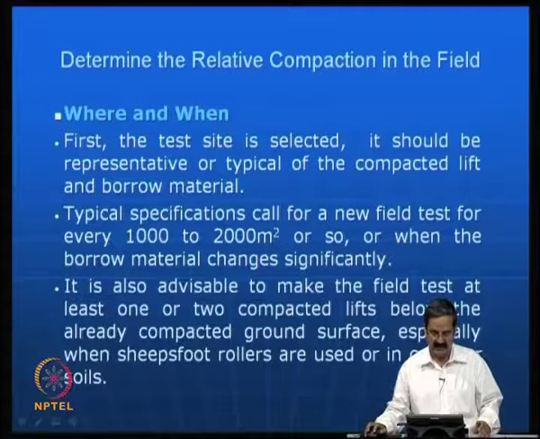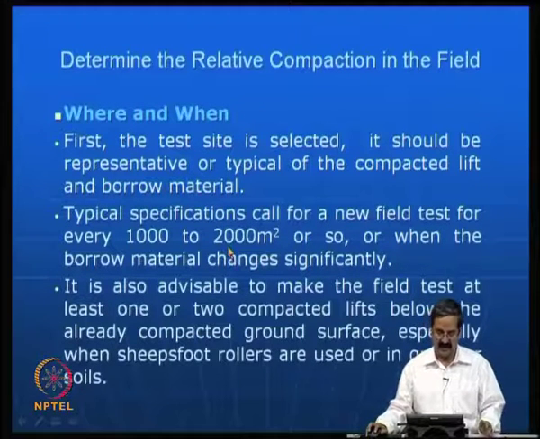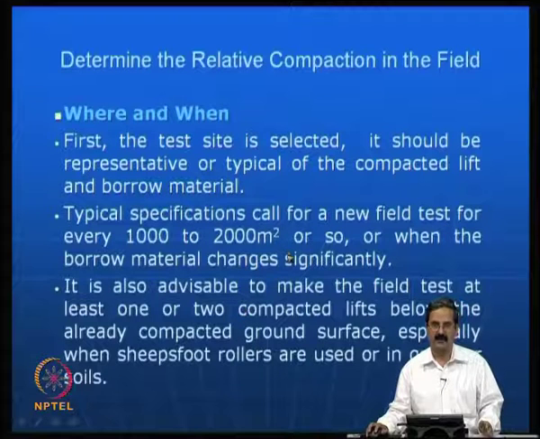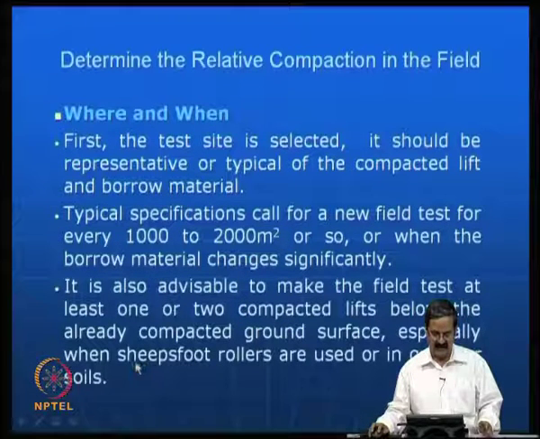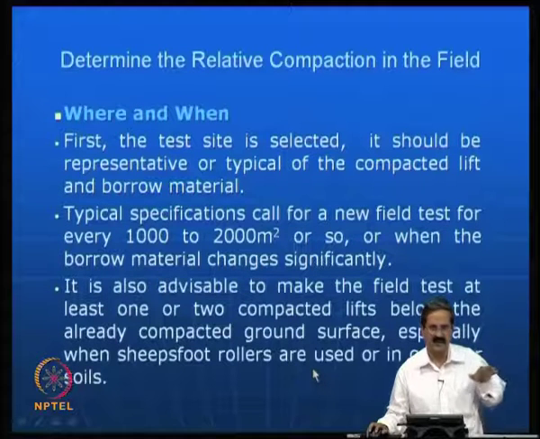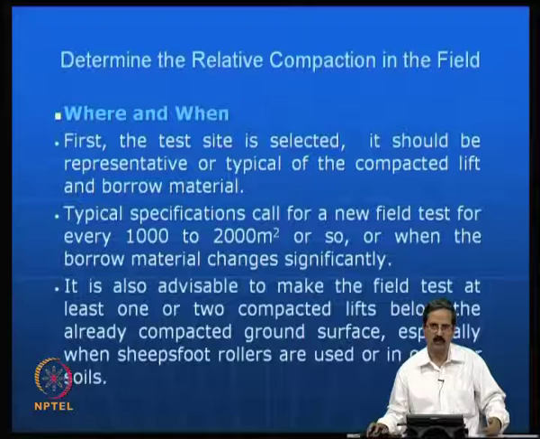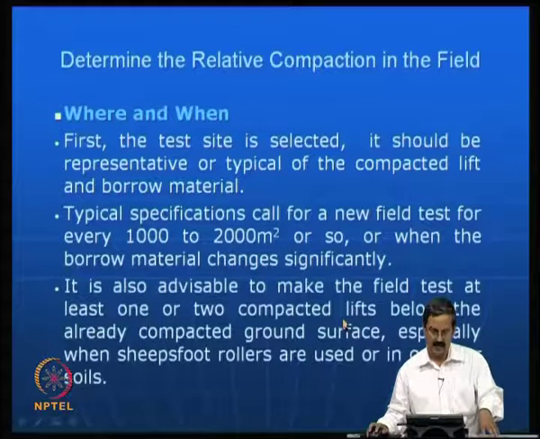So, these specifications are what we normally follow when you select a site, and it should also be representative of the typical compacted lift as well as the borrow pit material. And in some cases, if a sheepsfoot roller is used, for example, it is a static type of roller, which moves with a static movement as opposed to a dynamic or drum movement, and the compactive effort imparted to the ground may not be very good.